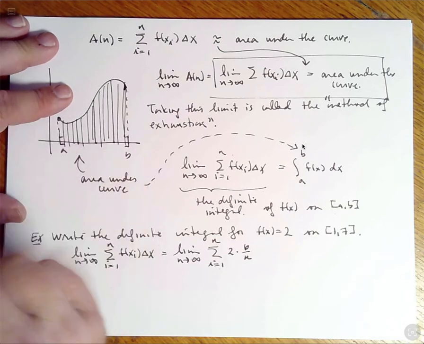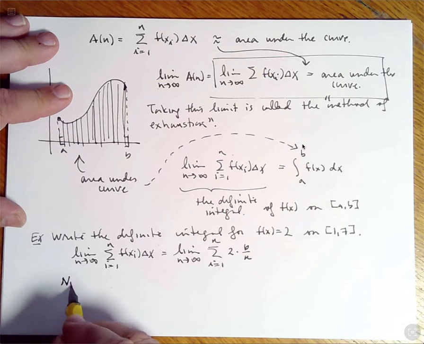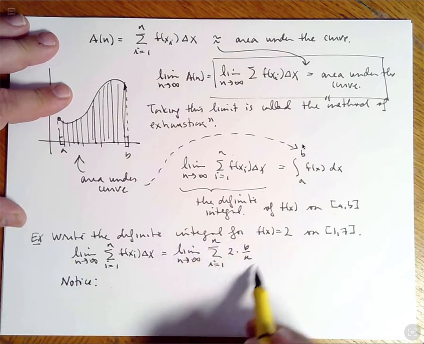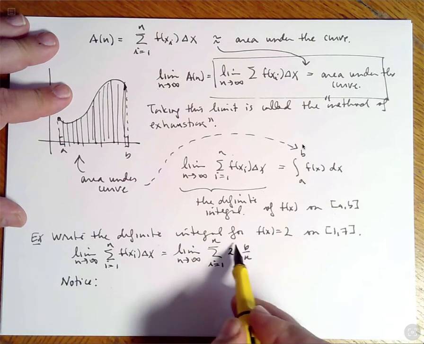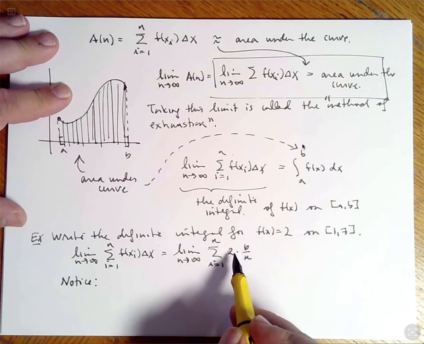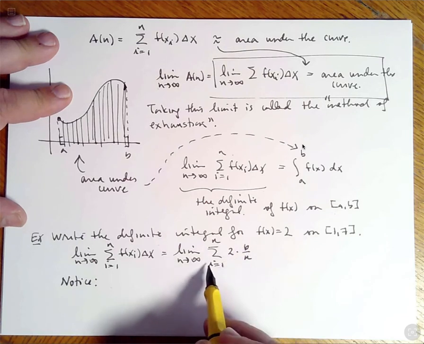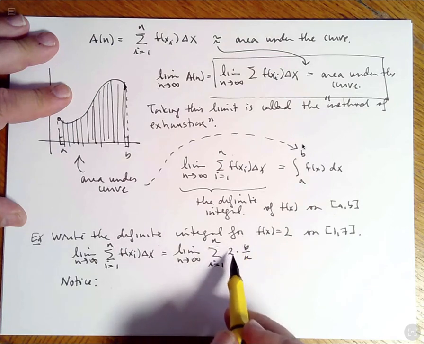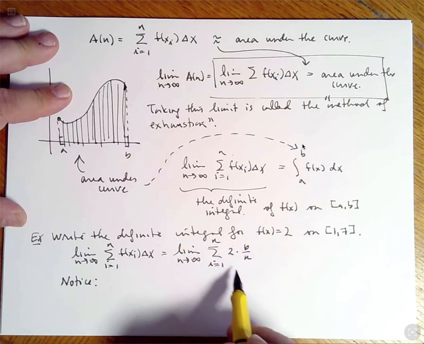So we could stop there, but I want you to see something. Notice what's happening here. I've got 12 over n, right? This simplifies to 12 over n. But that expression doesn't have an index in it. So this is constant. This is in every summand.